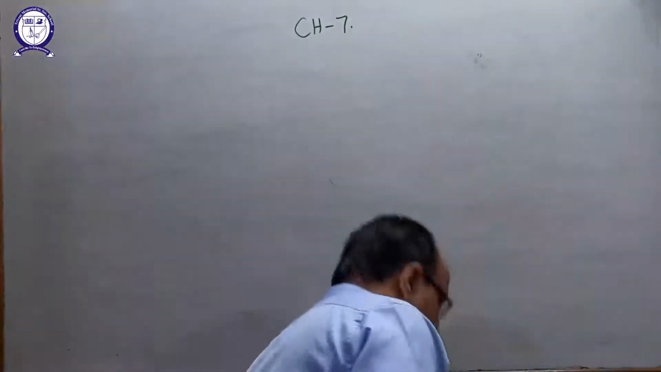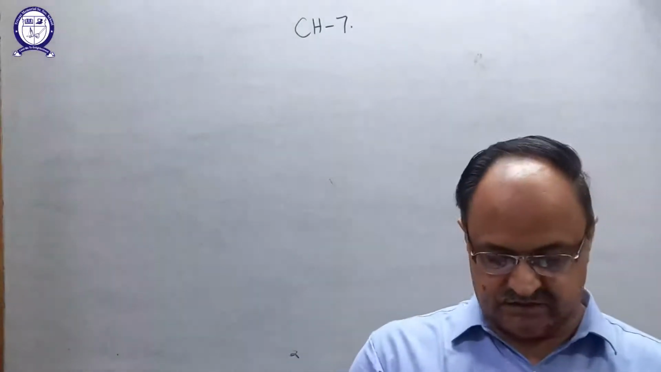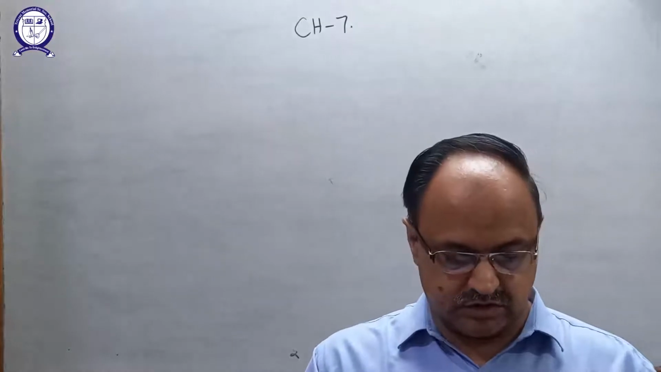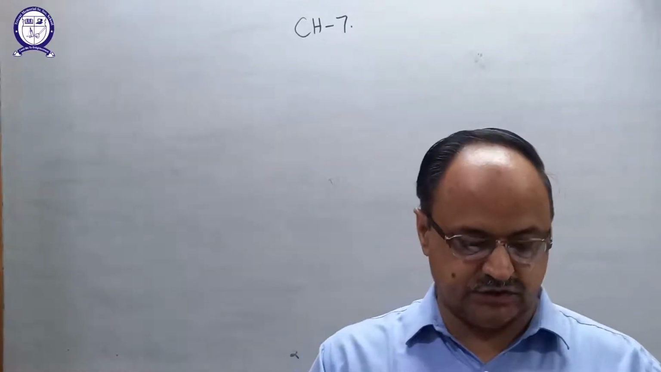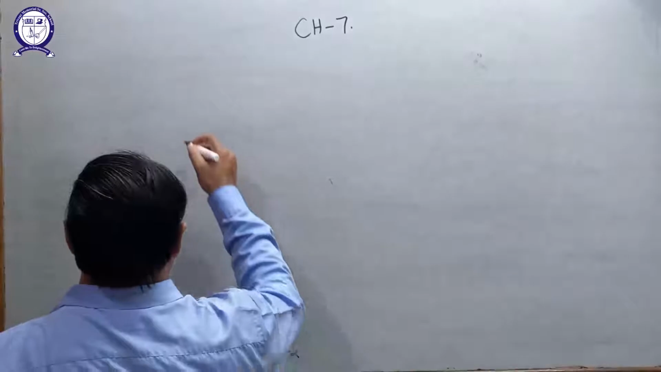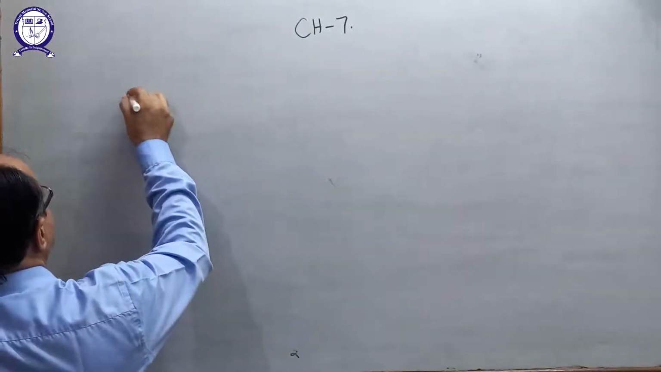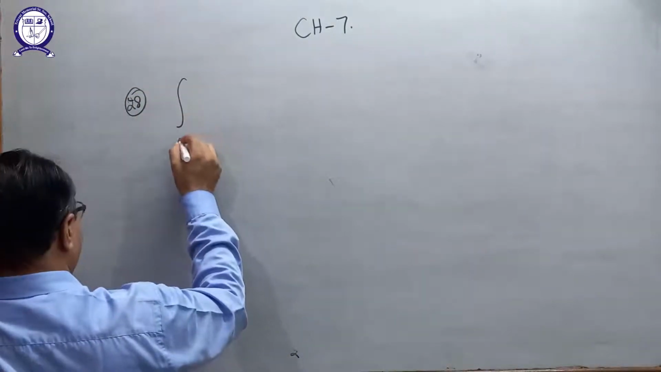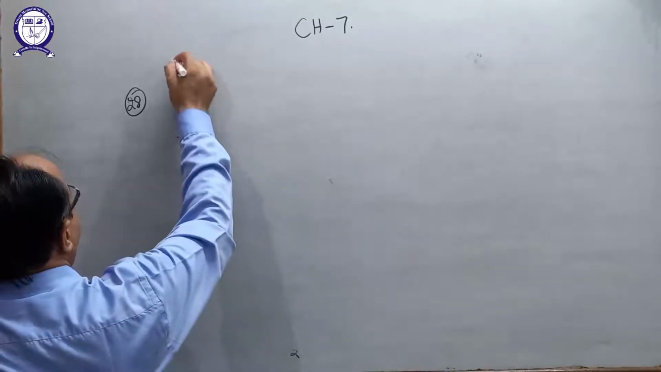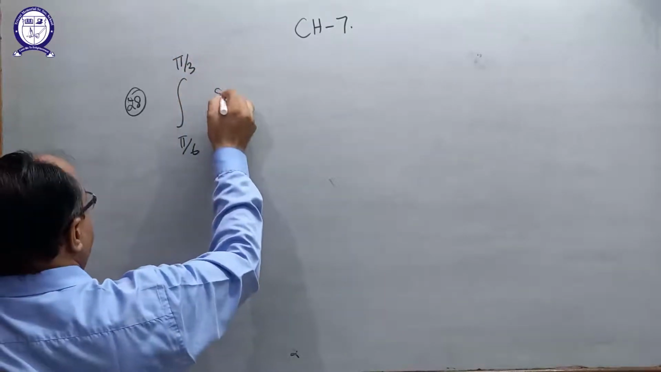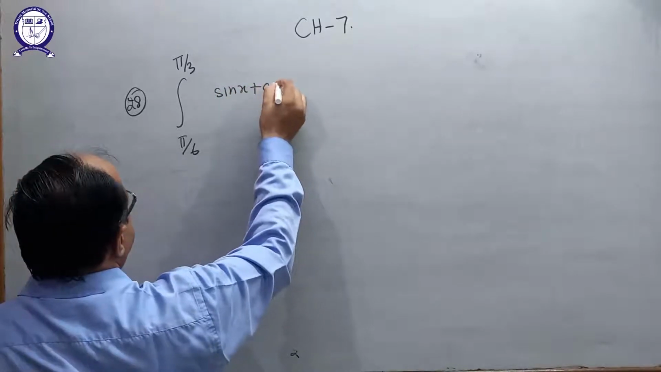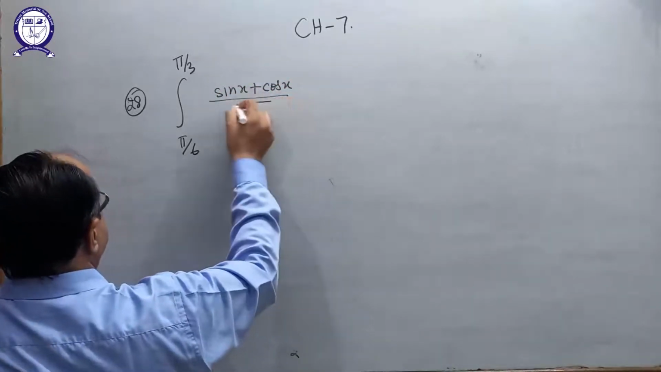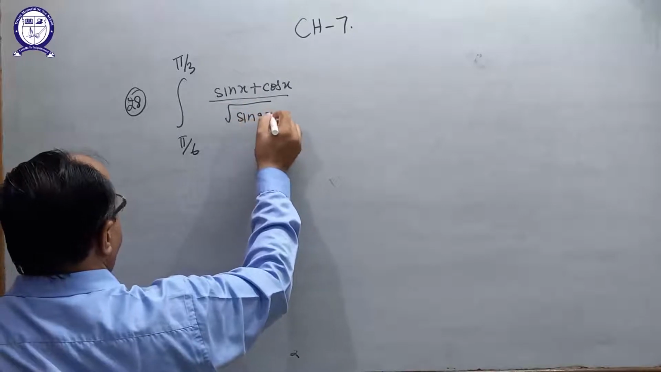Hello, I am going to continue with the same topic, that is integration, miscellaneous exercise. In miscellaneous exercise, we solve question number 28. Question number 28: integration from pi by 6 to pi by 3 of (sin x plus cos x) upon root sin 2x dx.